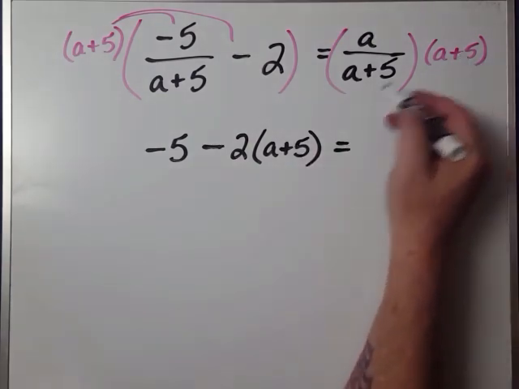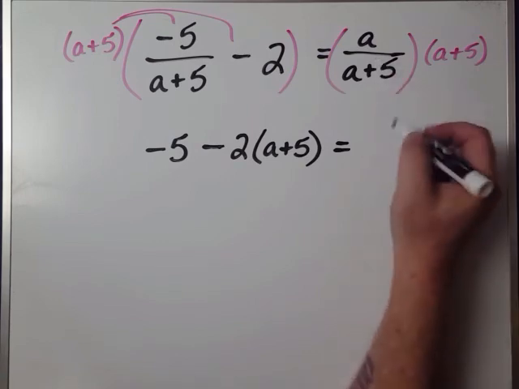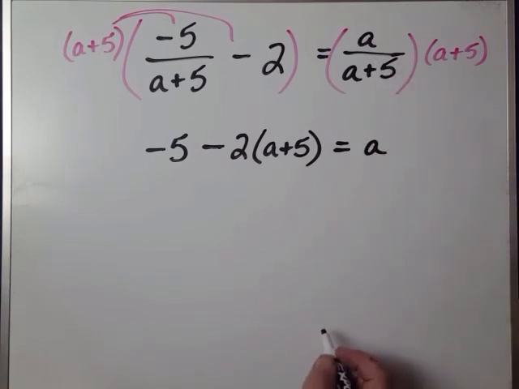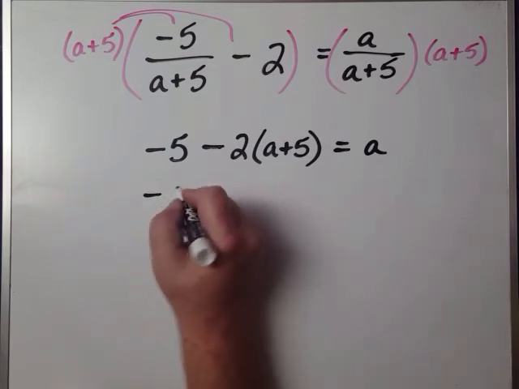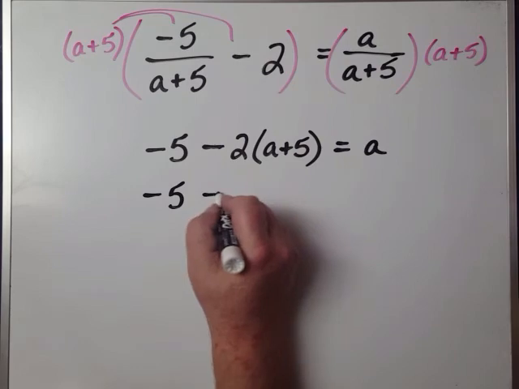On the right hand side, what happens? The a plus 5's cancel to leave simply that a from the original numerator. Now let's clean this up. Distribute that negative 2.